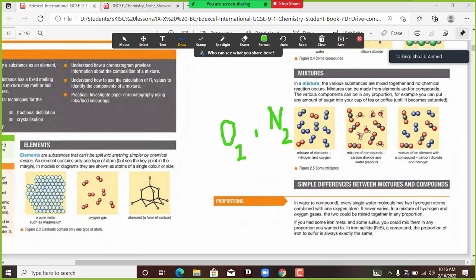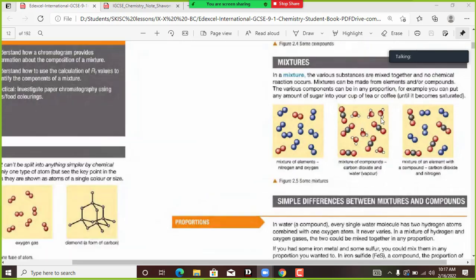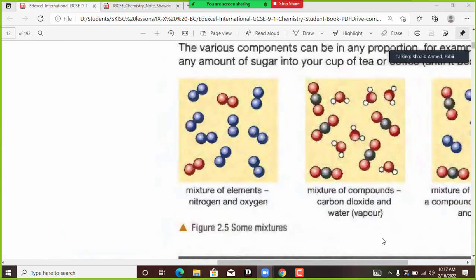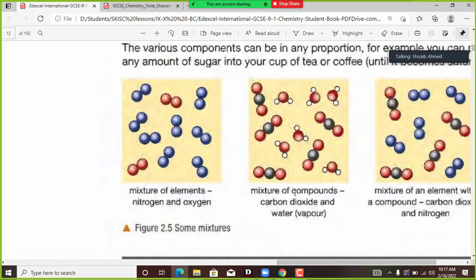This is water vapor. This is carbon dioxide. We know the water shape is V shape, like this one. This one is water. This is a mixture of compounds, carbon dioxide and water vapor.